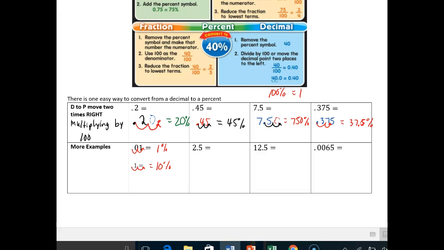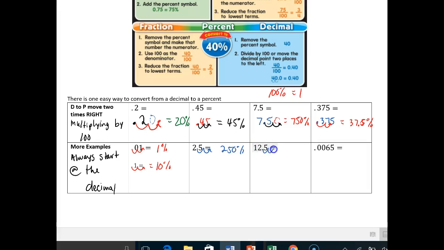2.5. Now, this is key. Always start at the decimal. Some of you may ask, do I start at the 2? Do I start at the 5? In this case, you want to start right at this point. So once, twice. So that's 250%. Why the 250? Because I had an empty space right there.